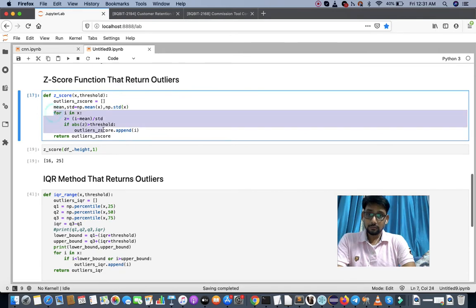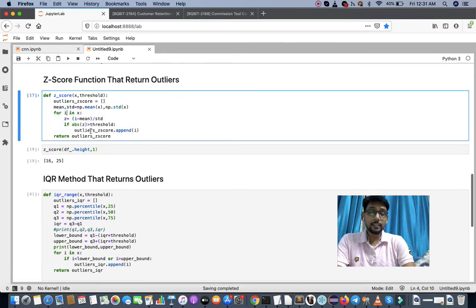Then I have run a loop there, because I have to normalize the data points. So I have to iterate over every data point, right? So basically I will iterate over every element inside this list or series. Now z is equal to i minus mean divided by standard deviation. This is the z calculation formula, and I put the condition: if absolute of z is greater than threshold.